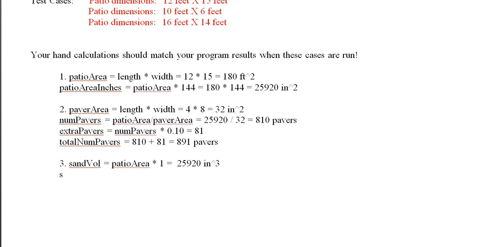So sand volume in feet is going to be 25,920 divided by 1728. And that is going to be 15 cubic feet.